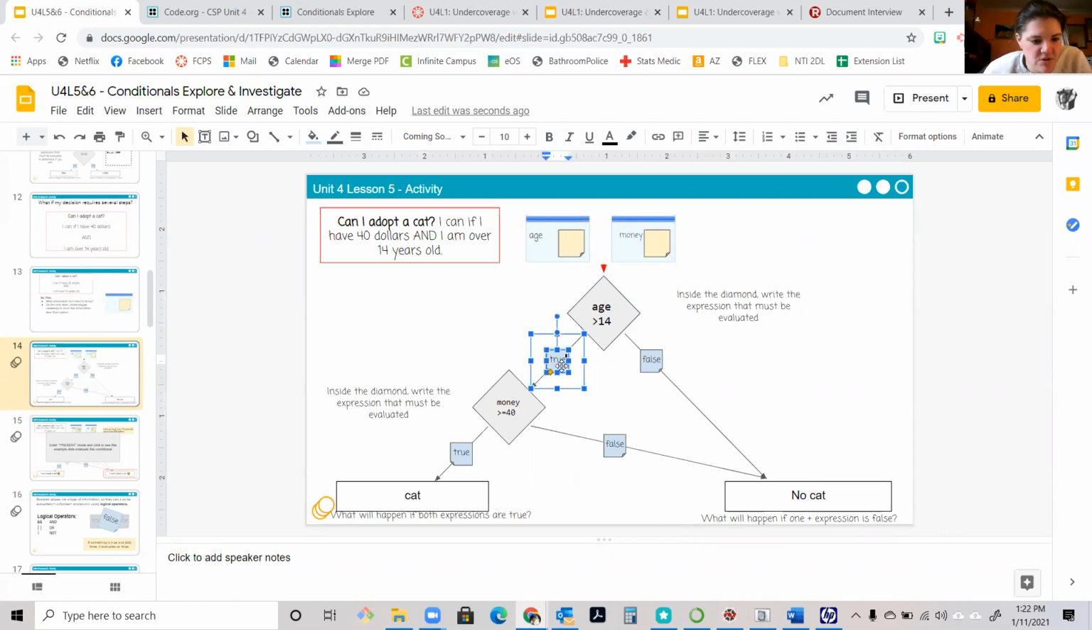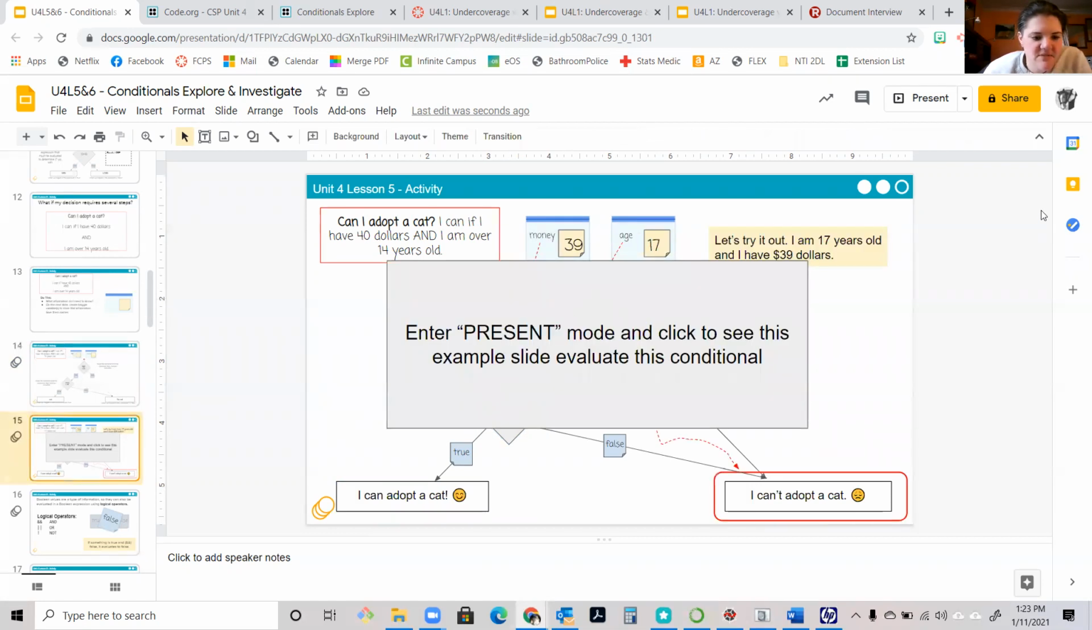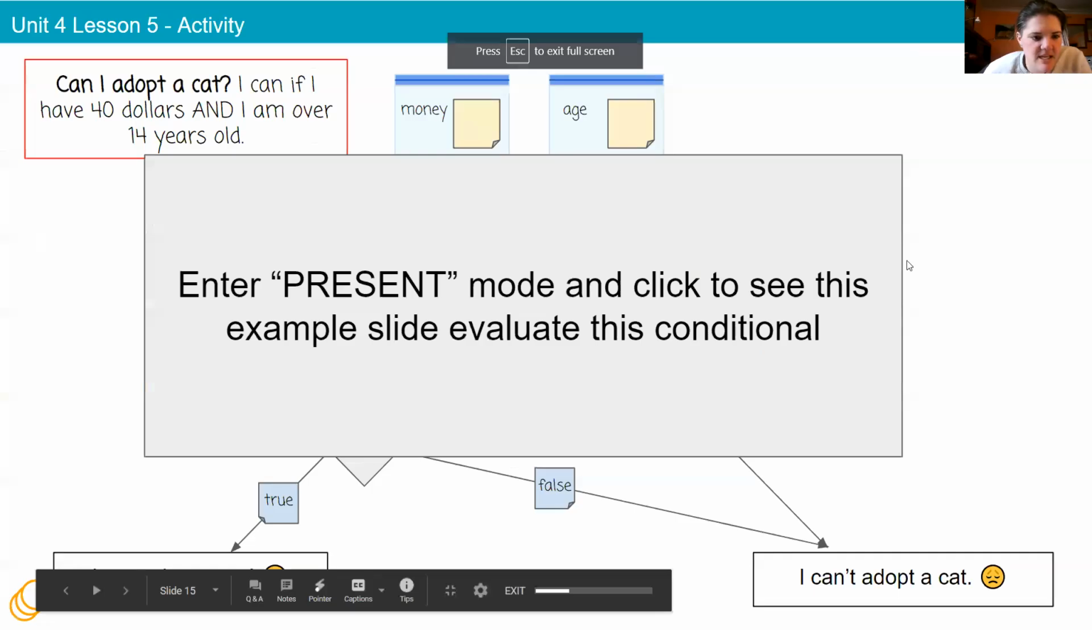But if we get a true, then we're going to evaluate the second part. If money is greater than or equal to 40. If I have more money than $40, now I can go get a cat. But if it is false, it sends me to no cat. So we can stack Boolean expressions. Now for this evaluation, this is an example of how we can plug in. We're going to enter present mode and then click through.